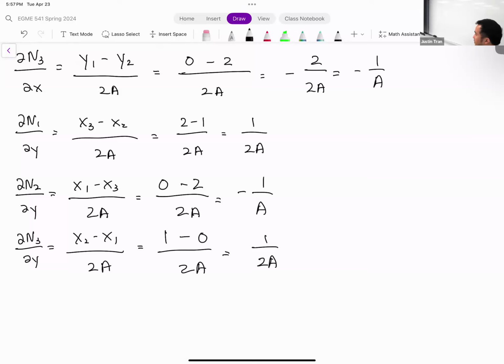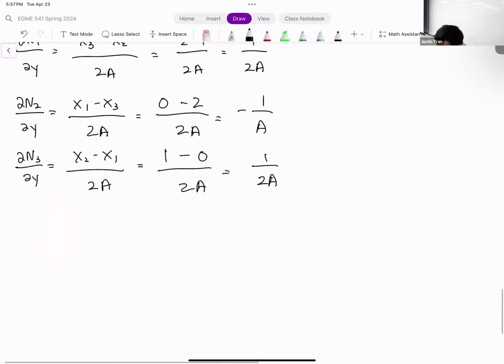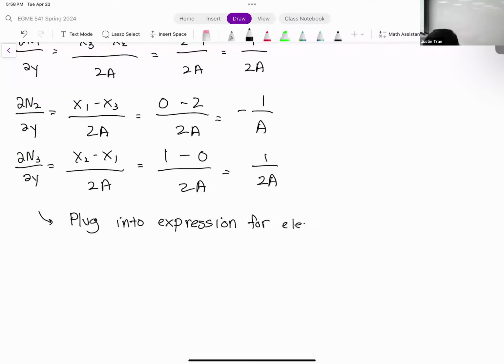So now the fun part, or not the fun part, right? Now that we have the shape function derivatives, we can go ahead and plug that into our expression for the element stiffness matrix. Of course, we're not going to do that right now because it's a little bit too time consuming. Normally, you would use a computer for this. Okay, so I'll skip all that.